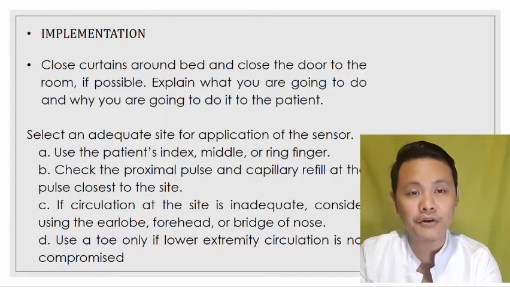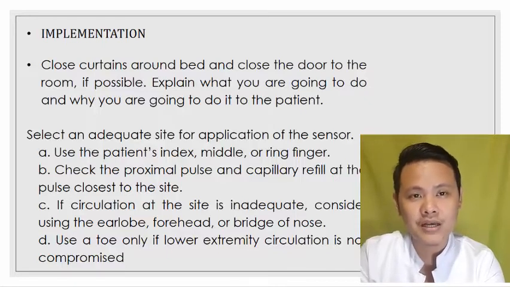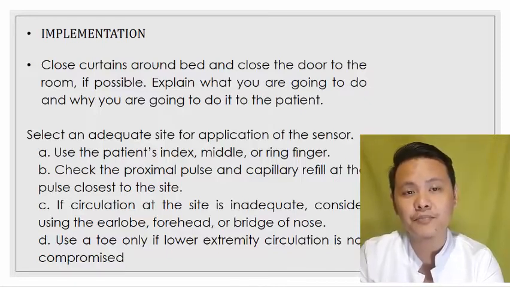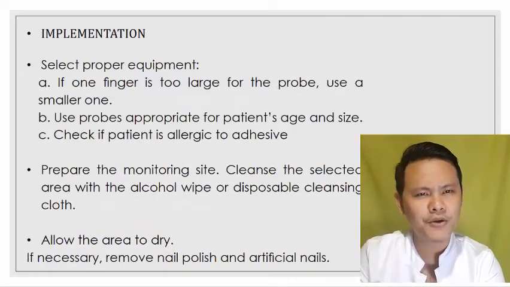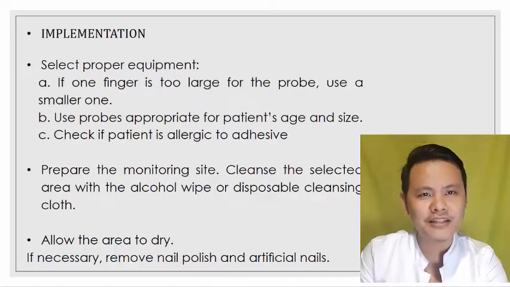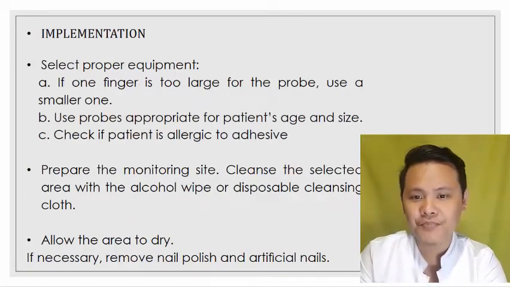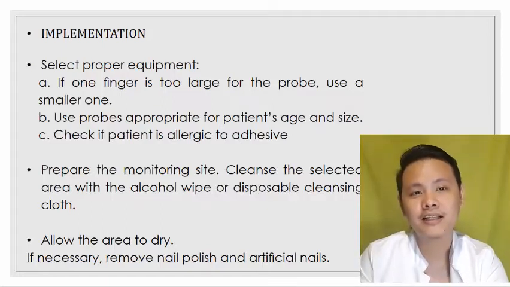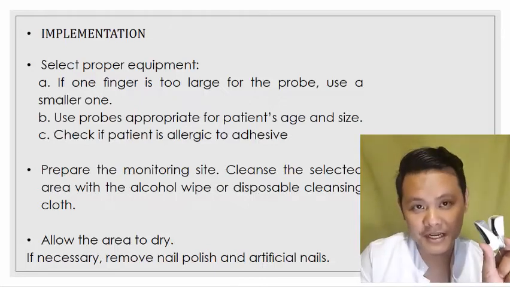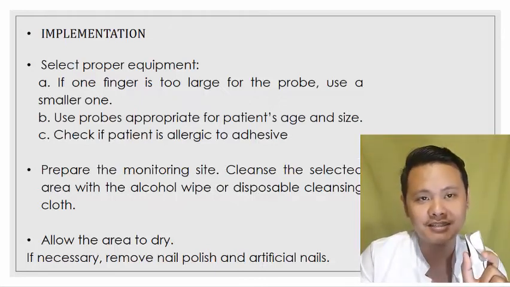Pero kung sa tingin nyo naman, okay naman ang circulation doon sa may lower extremity, then go. Pero as much as possible, we discourage to use the lower extremity in measuring the oxygen saturation using a pulse oximeter. Next, select a proper equipment. Okay, if one finger is too large for the probe, then definitely you have to use a smaller one. Use probes appropriate for patient's age and size dahil hindi lahat ng probe at hindi lahat ng pulse oximeter ay appropriate para sa mga age ng bawat isa.